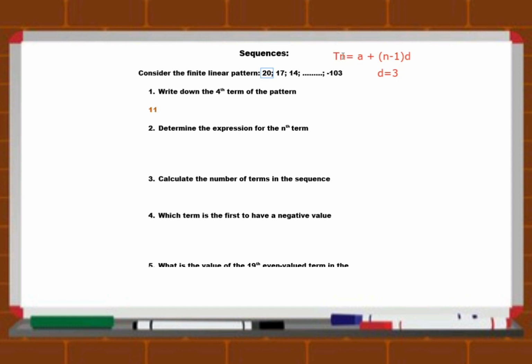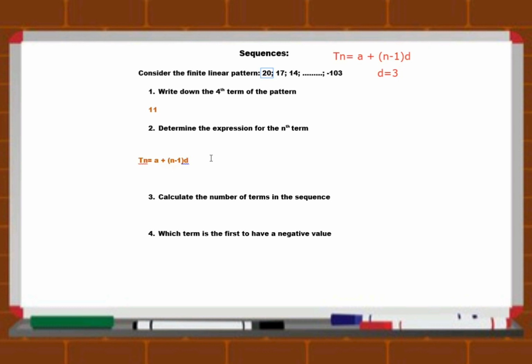So this is where you pull out this equation. You're going to say Tn is equal to a plus open bracket n minus 1 close bracket d. Right, and then you're going to substitute where it needs to be substituted. What's A? A is your first term. So that's 20 plus open bracket n minus 1 close bracket, and then D is negative 3.